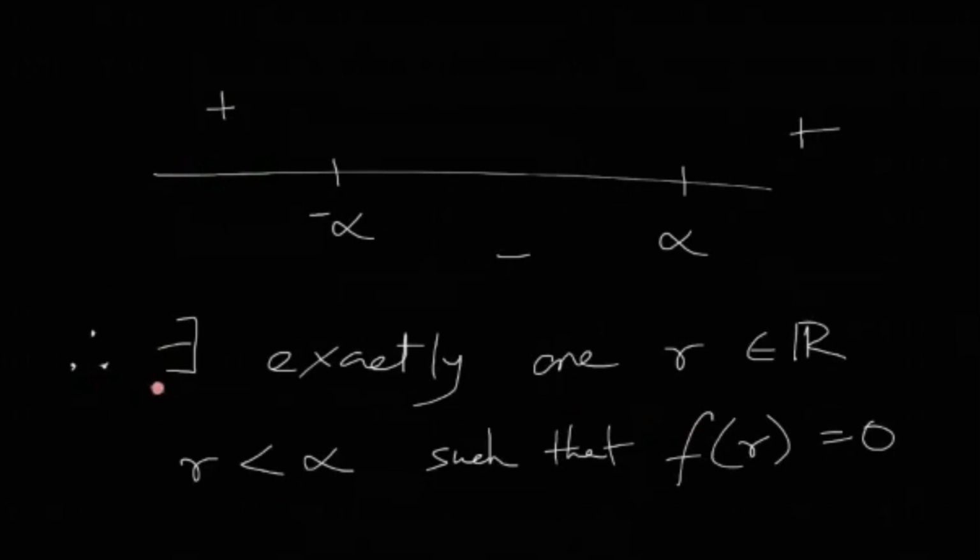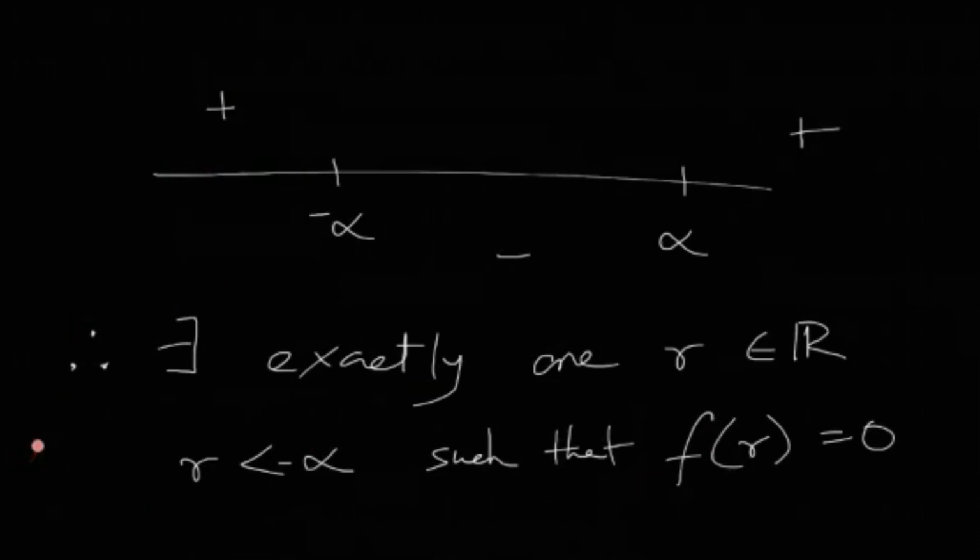Here I have written that there exists exactly one real number r, such that r is less than minus alpha, such that f of r is 0. Here there is going to be exactly one real number where it cuts, because obviously before minus alpha it was increasing.